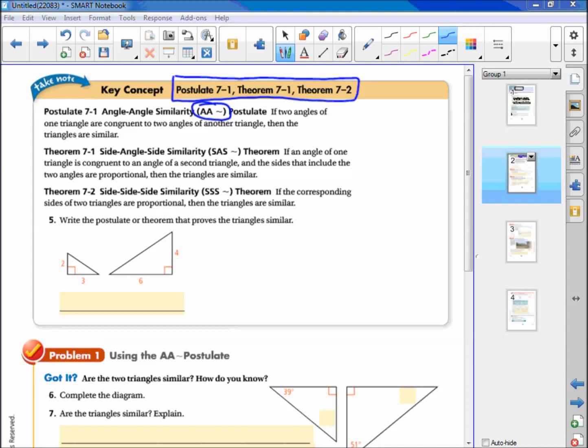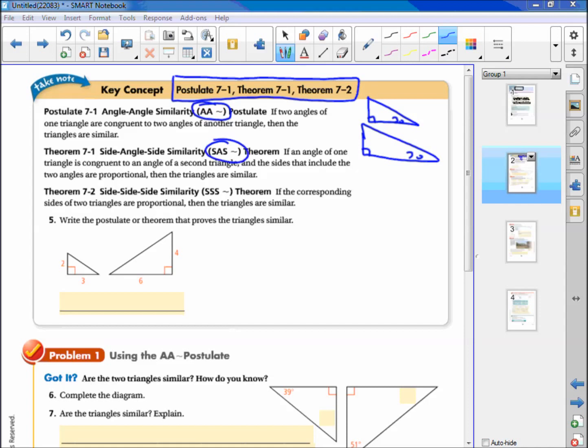So that just says, hey, if 2 of the angles are the same, for instance, maybe you have a 90 and a 30 here, and then you have another triangle that has a 90 and a 30, then those 2 triangles would be similar. All right, our second one is side-angle-side similarity.